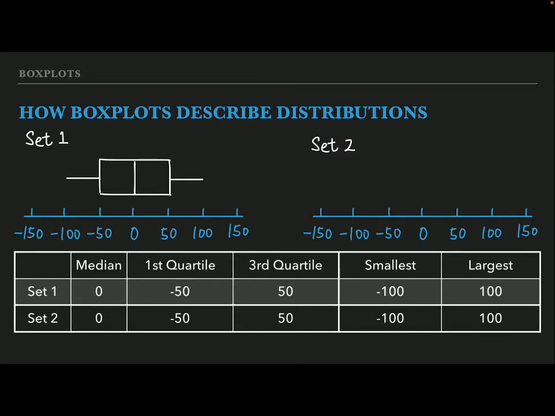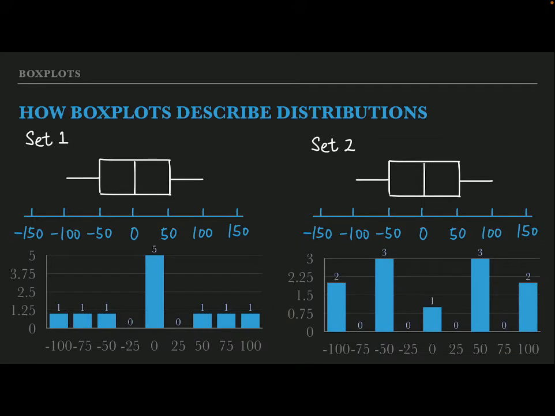Set 2 has the same 5-number summary, so it should look the same as set 1. Here it is. Now if you recall the histograms of the sets of data, you'll see how distributions that are so different can have the same box plot.